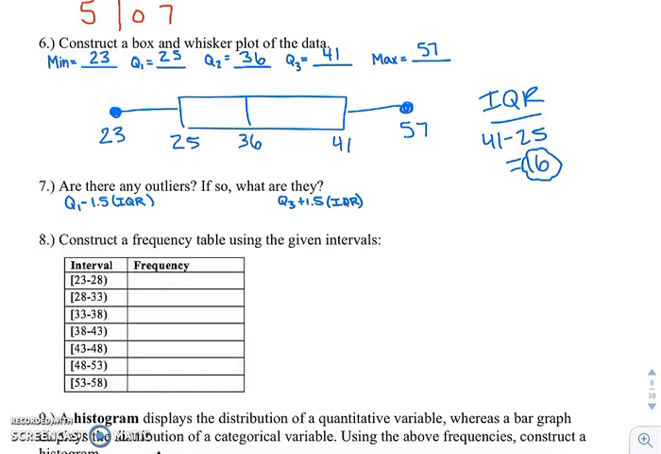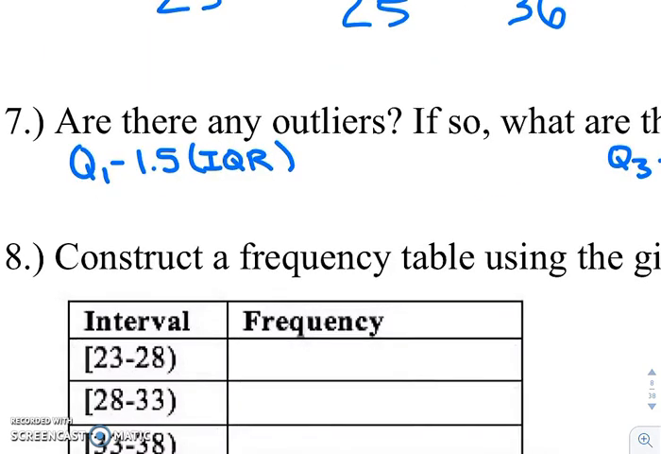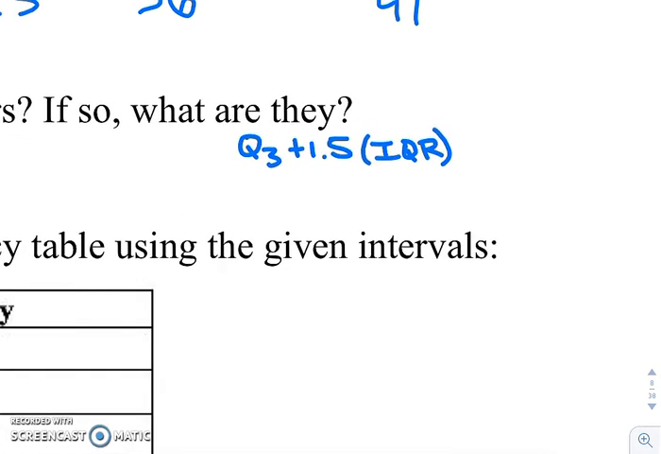So the first thing we're going to do is plug in our values here. Q1 is 25 and our IQR is 16. So 25 minus 1.5 times 16 equals 1. And then Q3 is 41 plus 1.5 times 16 equals 65.